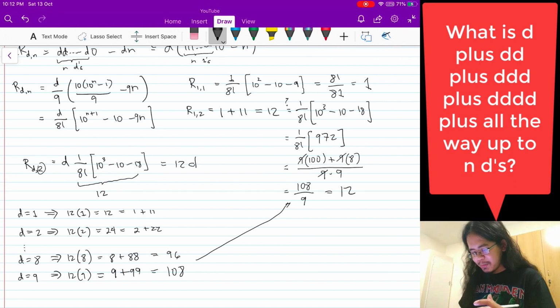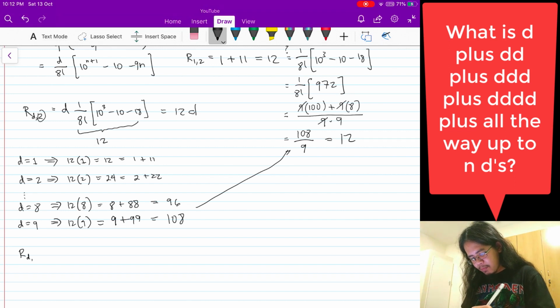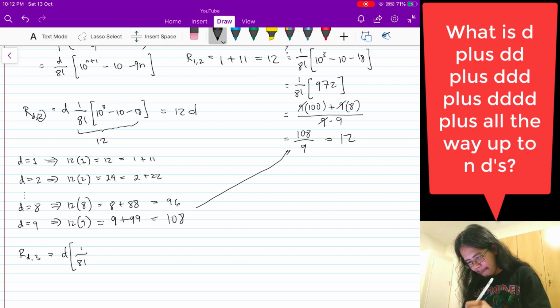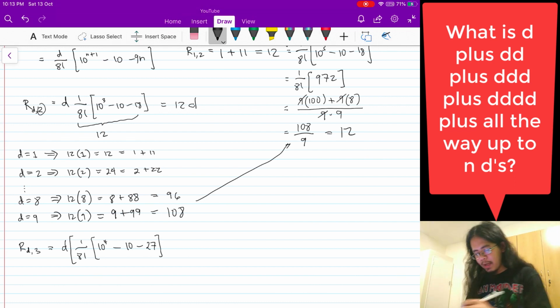Very, very interesting. Now I'm interested in making R_D(3), because you can always factor out D, and then you can always solve for this coefficient right here. So when n is equal to 3, you have 1 over 81 times 10 to the 4th, minus 10, minus 9n. So 9 times 3 is 27.